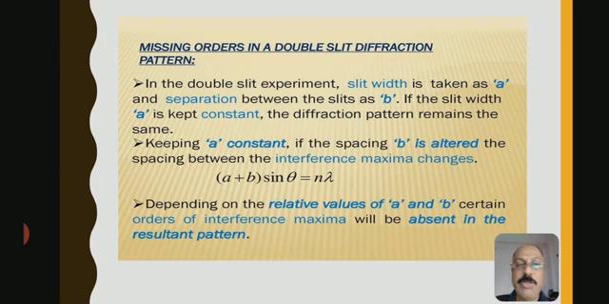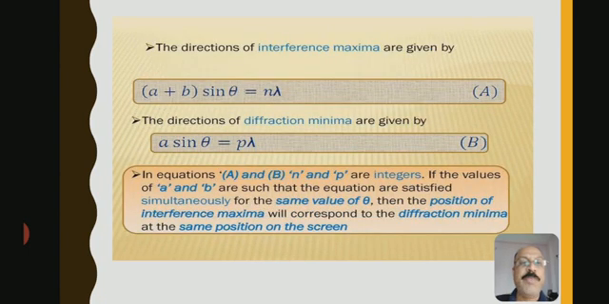A plus b sin theta is equal to n lambda. Depending on the relative values of a and b, certain orders of interference maxima will be absent in the resultant pattern. The directions of interference maxima are given by a plus b sin theta is equal to n lambda, and the minima must be given by a sin theta is equal to p lambda. So in the above equations, n and p are integers. If the values of a and b are such that the equations are satisfied simultaneously for the same value of theta, then the position of interference maxima will correspond to the direction of diffraction minima at the same position on the screen.